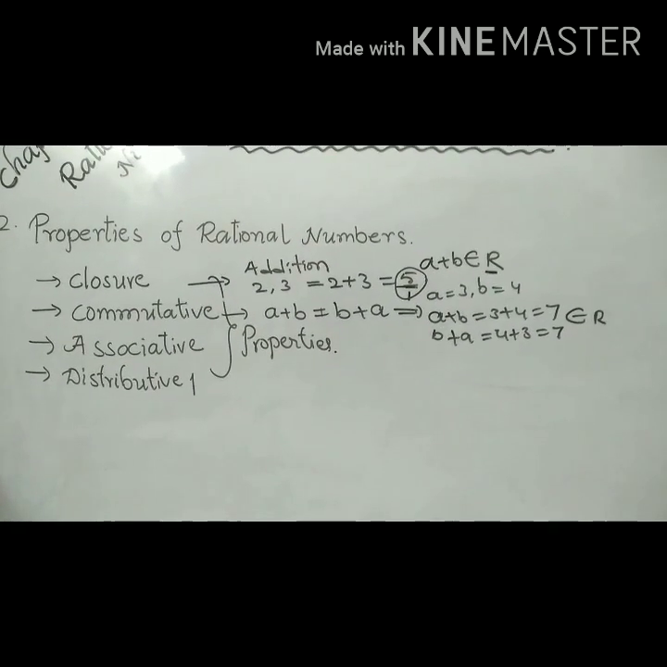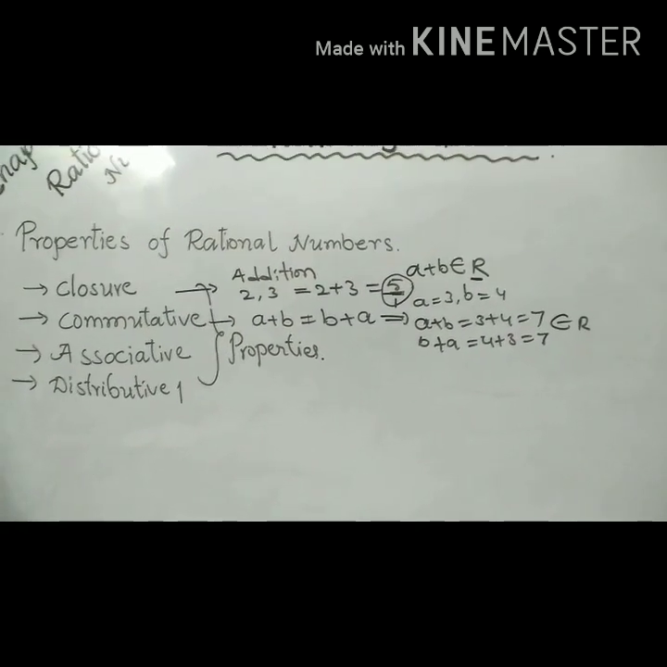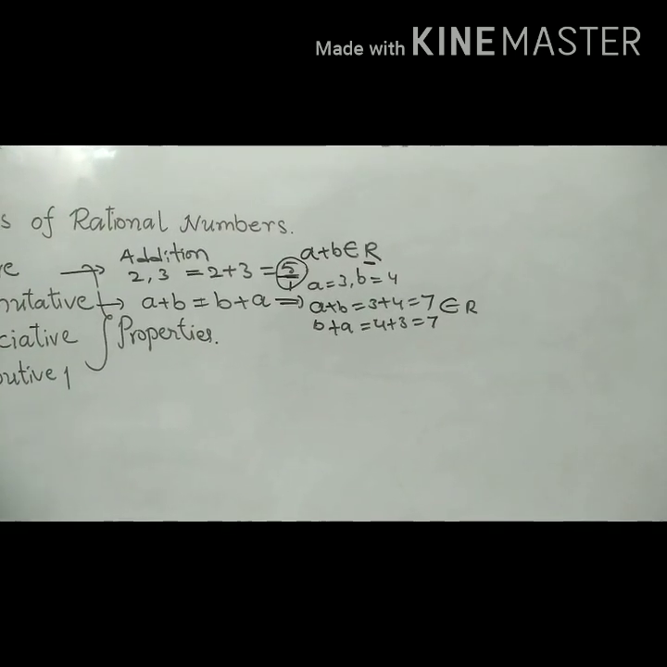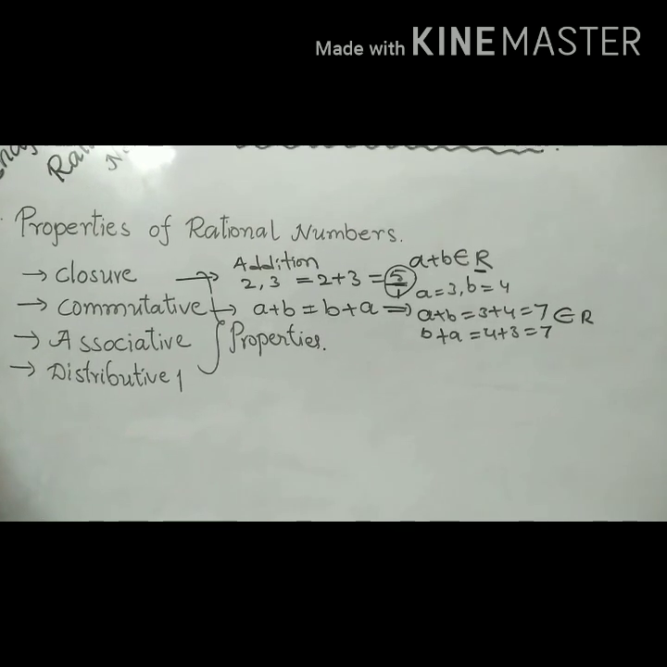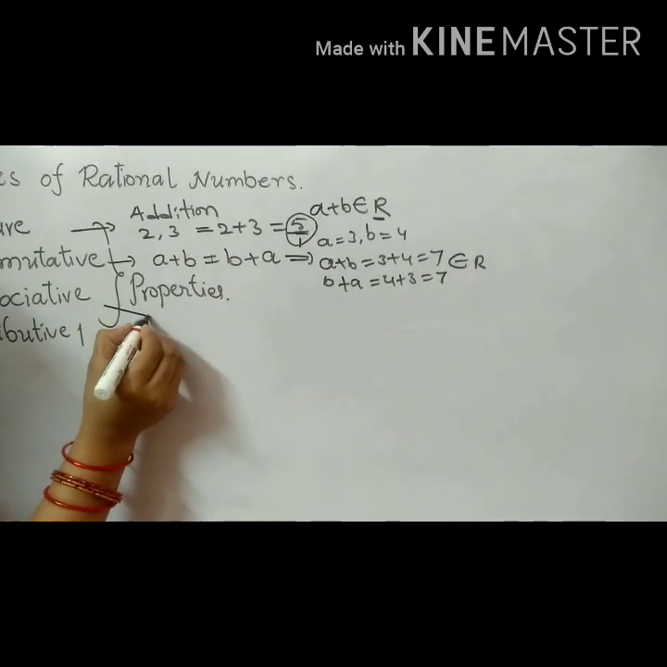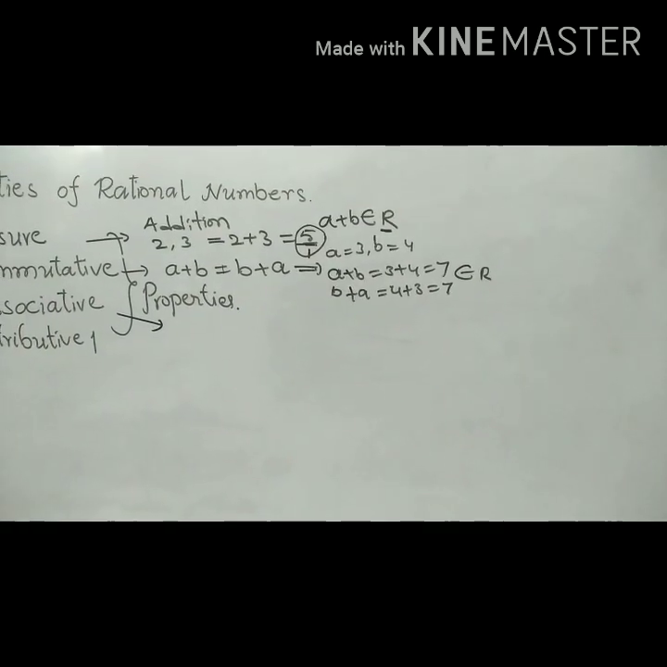At the same time, in the commutative property, multiplication is also possible. So the next one is the associative property. What is the third one? Associative property.